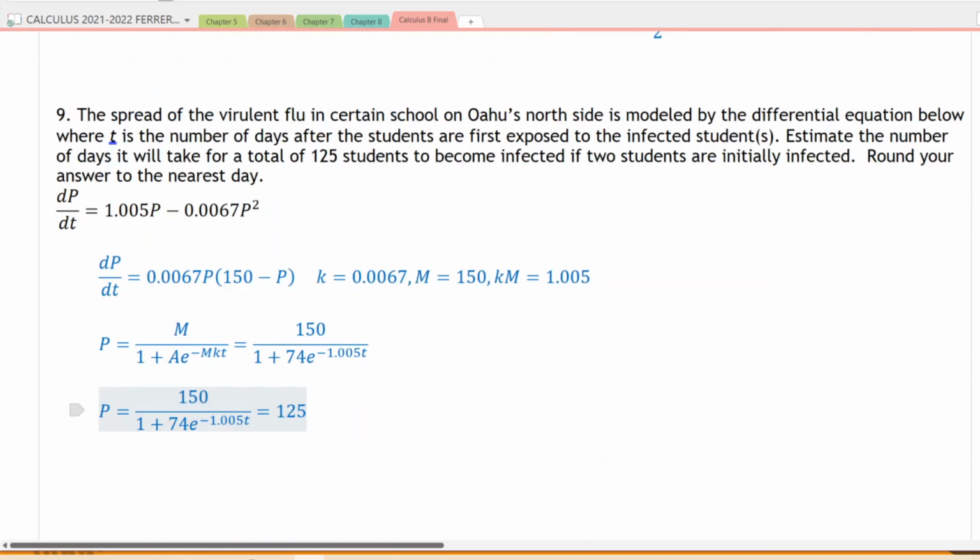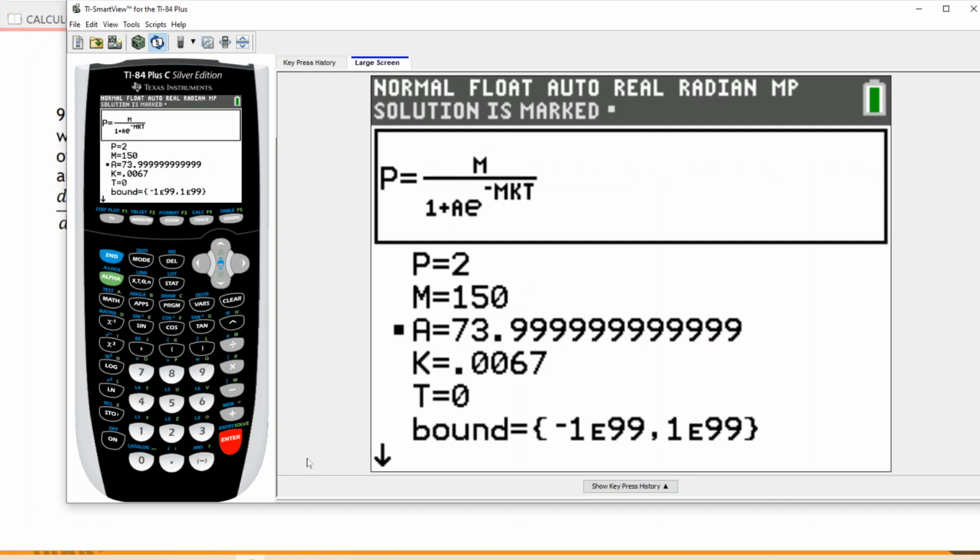And now we can write the same equation and say we want to know when the amount of people, P, is equal to 125, and we're going to solve for T now. Over here on the solver, we know we want P to be 125. M is the same, A is going to be the same, K is going to be the same. We just need a value for T.